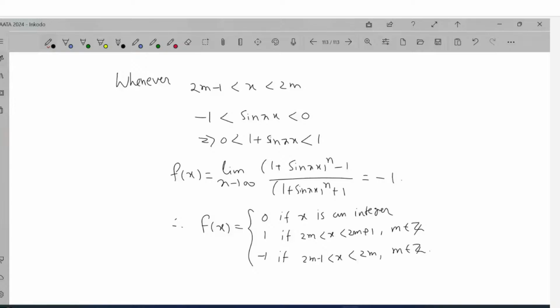Now, where do you have the discontinuities? Only at integer points. So this function has discontinuity only at integers. What type of discontinuity you have? Jump discontinuity. Because whatever integer you consider, you have the jump discontinuity. So f has jump discontinuity at each integer point.